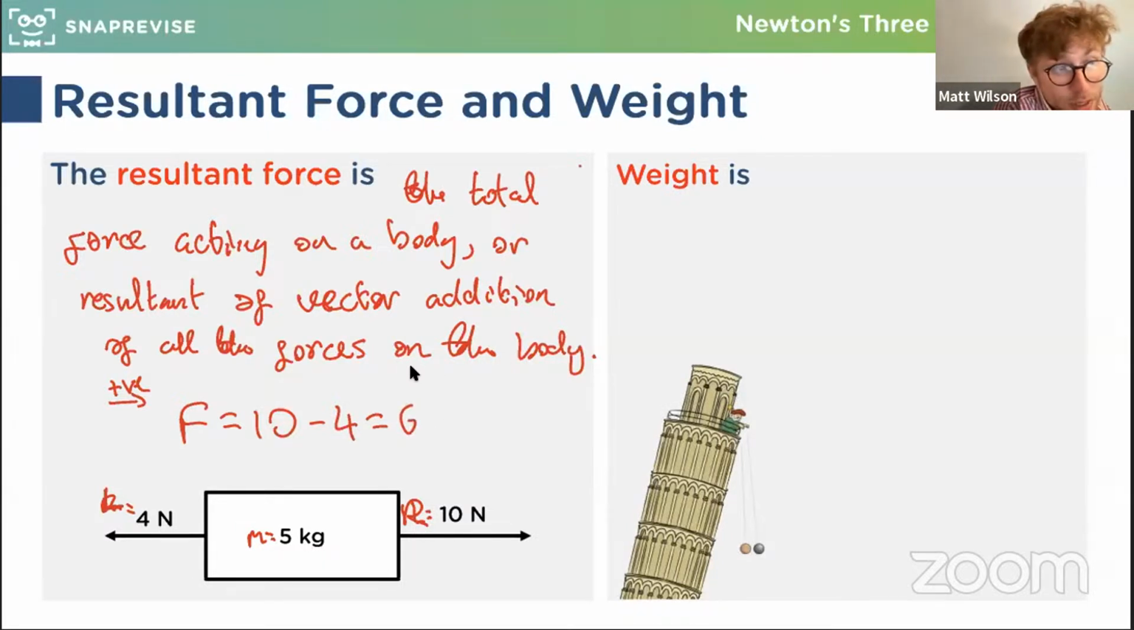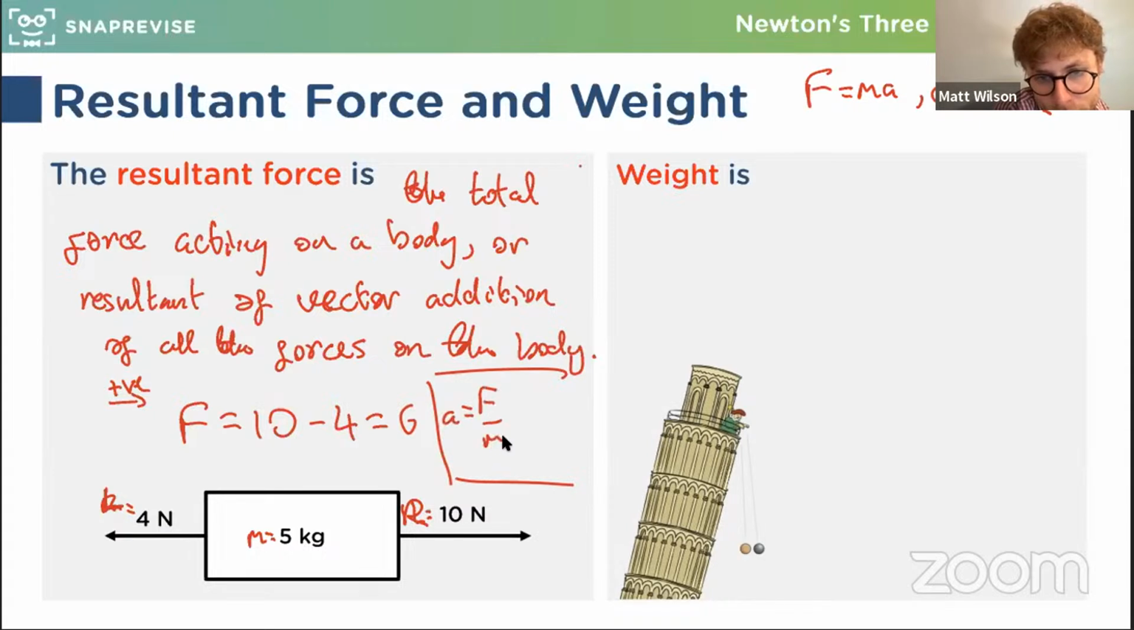Now, we just introduced Newton's second law, which says F equals ma, which means the acceleration is equal to the force divided by the mass. So in this situation, we can now actually calculate the acceleration. The acceleration is the force over the mass. We just showed the force was 6 newtons. The mass is 5 kilograms. So altogether, that should be 1.2 meters per second squared.